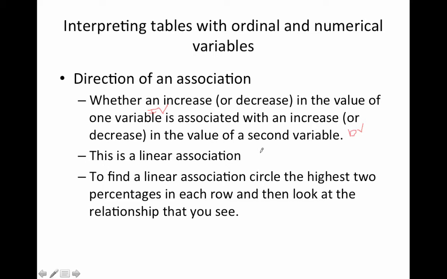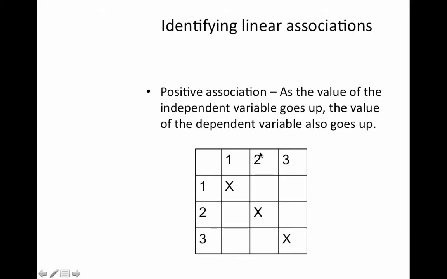I say highest one or two because it depends on the size of your table. If you have a lot of categories in your independent and dependent variables, you'll want to circle the highest two percentages. If it's not a very large table, then you'll just want to circle the one highest percentage. So let's look at an example and what that would look like.